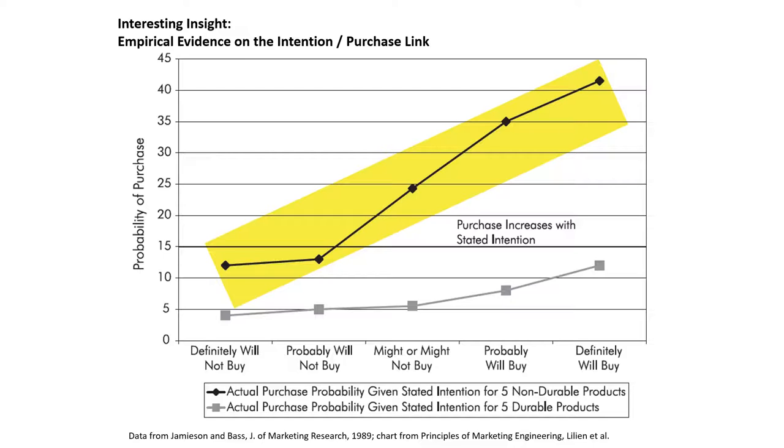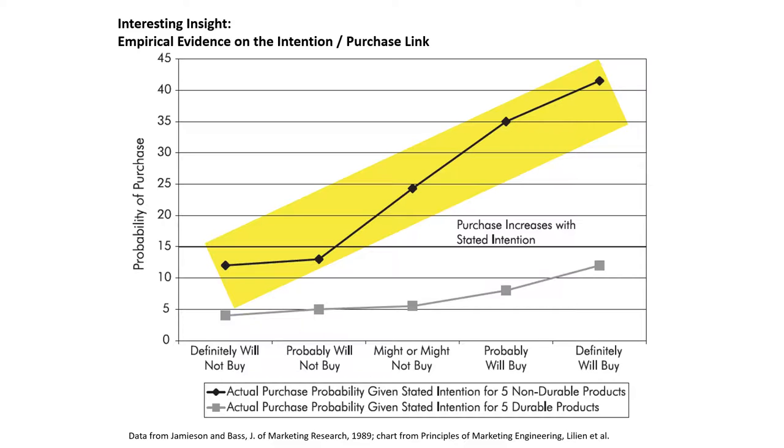So if the person said they definitely will not buy, we would imagine that corresponds to 0% purchase probability. However, when the authors analyzed the data, they found that people who said they definitely will not buy non-durable products, on average, actually purchased those products about 12 to 13% of the time. In other words, there was a mismatch between intentions and actual behavior.